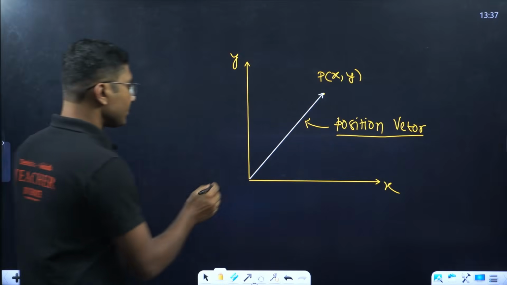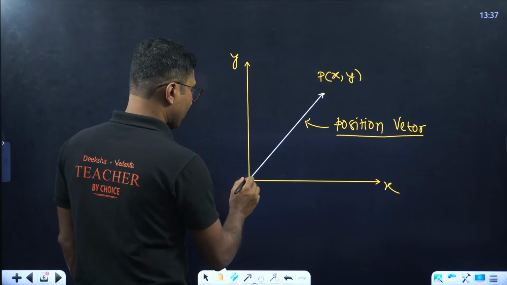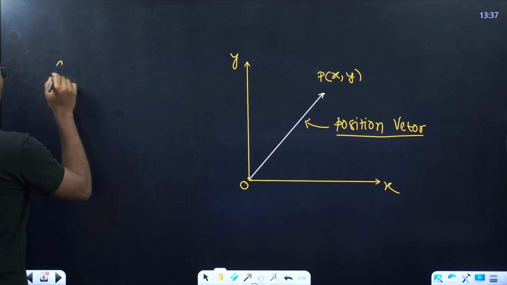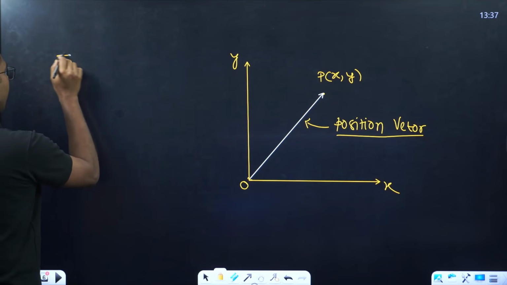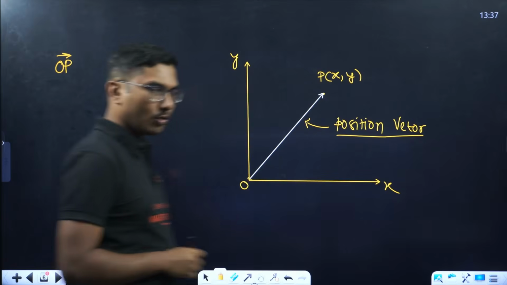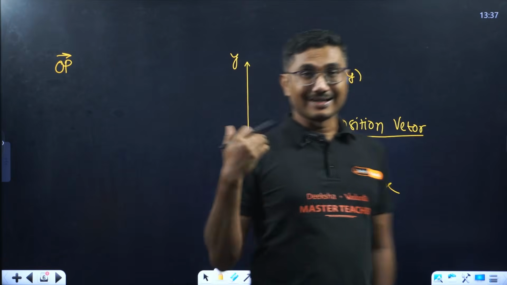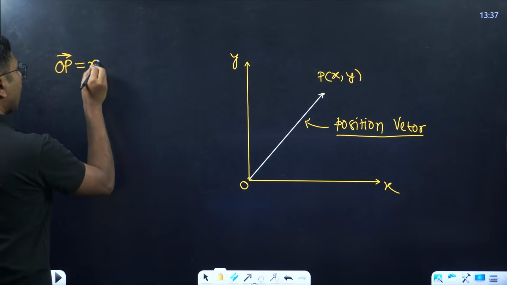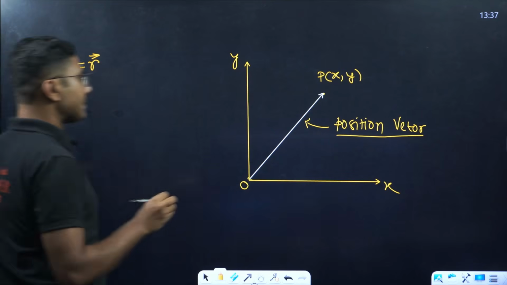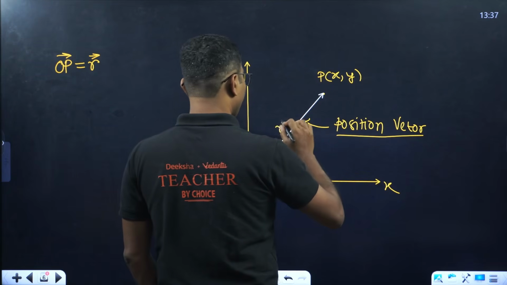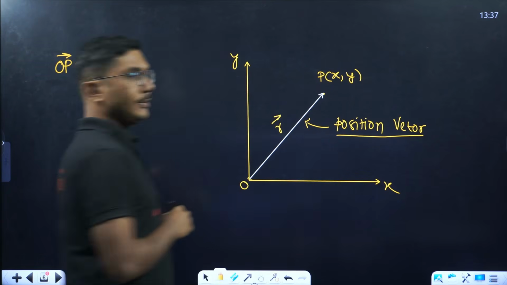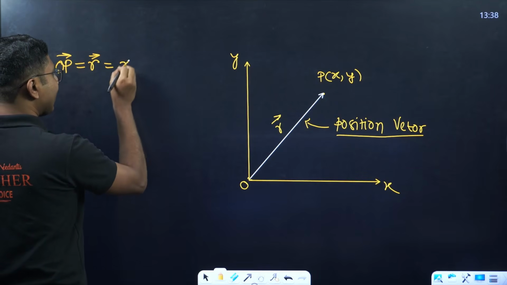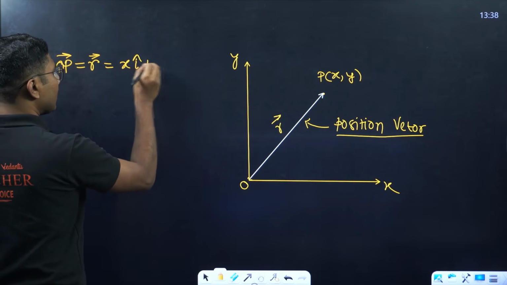Suppose the starting point is origin O, the ending point is P, then OP is my position vector. Generally it is also denoted as R vector. R is basically the universal symbol for position vector. And how do we write it? We write it as x i cap plus y j cap.